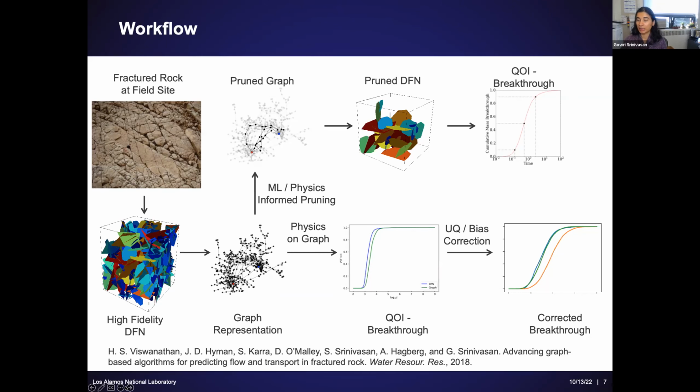So now I'm going to talk you through two different workflows that we have. One of the things, and this is from a lot of different site characterization and expert analysis, we often find that we have a huge fractured system, but only a fraction of that fractured system is actually participating in the flow and transport. So I may have millions of fractures that I want to represent, but maybe only 20% of that fracture network has actual flow and transport.